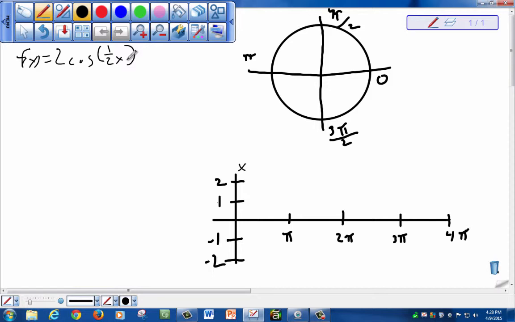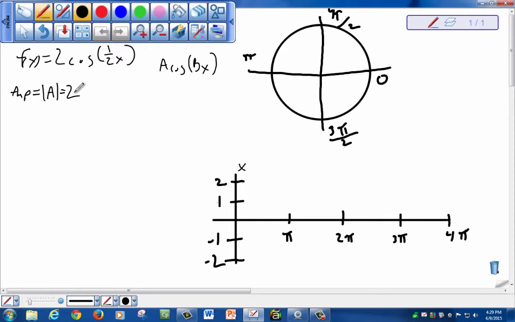The first thing is the amplitude of this function. And let me write this in the standard notation here, or how it should look in standard form. a cosine bx, where a is your amplitude. Your amplitude is going to equal the absolute value of a, which in this case equals 2.